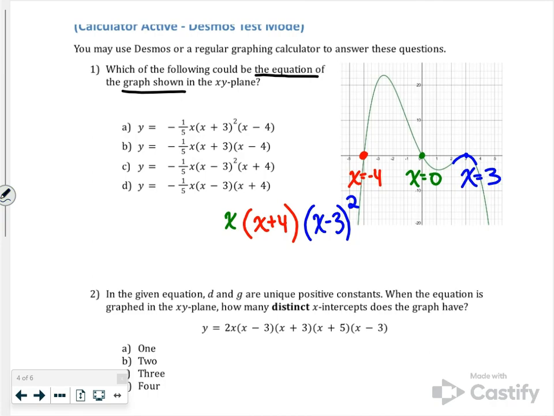Okay, so when we look at y equals our equation, x times x plus 4 and x minus 3 squared, you're noticing that there's really only one that has an x minus 3 squared, and it is right here. The fact that there's a 1/5 in all those answers is actually irrelevant, because you're really just making sure that your x plus 4 matches, your x minus 3 squared matches, and your x matches, and they do for that one. So number 1 is answer C.